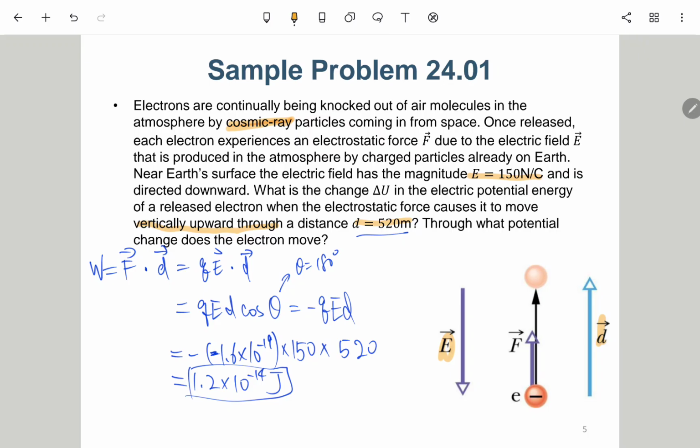But actually it asks you for the change delta U. So delta U will be negative W, which will be negative 1.2 times 10 to negative 14 joule. Okay, so this one should be the answer.